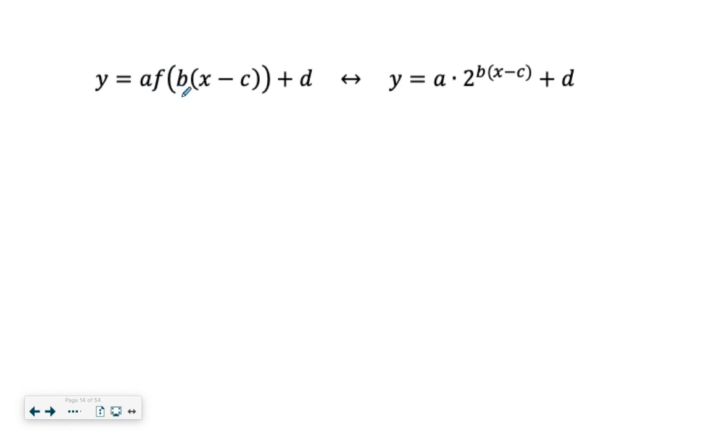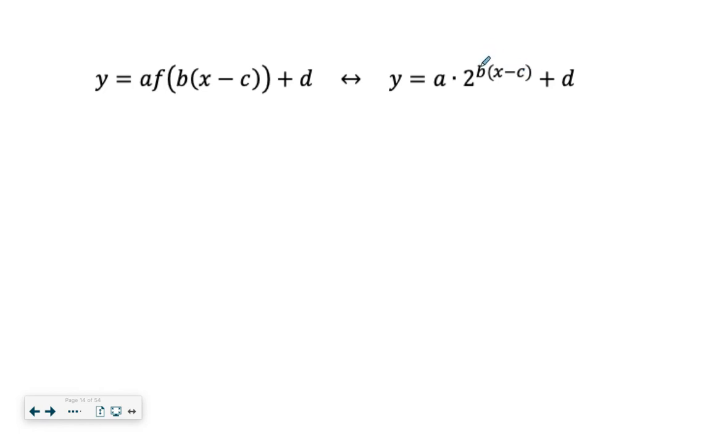B was a horizontal stretch or compression, C was a horizontal shift, and D was a vertical shift. So we can have the same thing with exponential functions. A value out in front would be a vertical stretch or compression. Now, notice here, since x is in the exponent, my b and c values would also be in the exponent if I have those shifts.